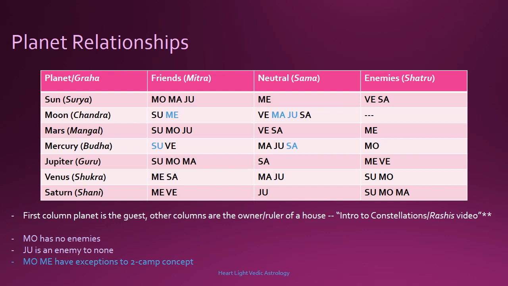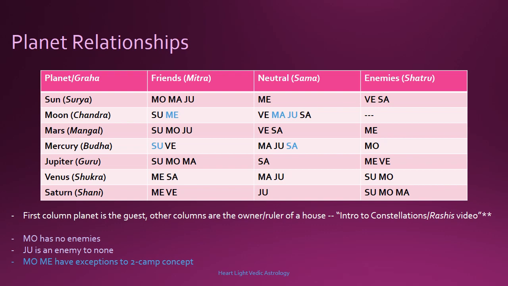Then Mercury, this is the other exception. Mercury is stronger because it's in the friendly signs of Sun and Venus. It's neutral to Mars, Jupiter and Saturn. So Saturn, again, is a little bit of an exception. And actually, the worst place for Mercury to be based on this concept is in Cancer, because Cancer is ruled by the Moon.